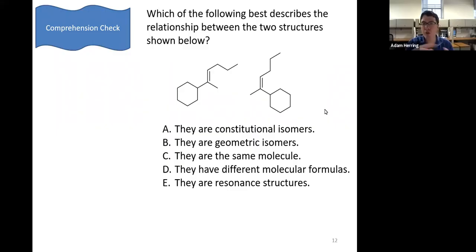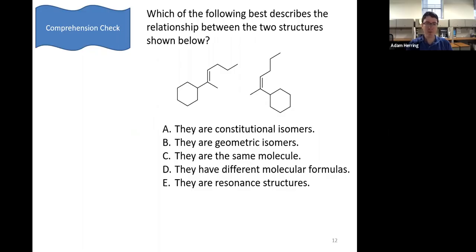So we want to know, for the molecule shown on your screen, which statement best describes the relationship between them. Are they constitutional isomers, geometric isomers? Are they the same molecule? Do they have different molecular formulas, or are they resonance structures? Pause the video, try and figure this one out, and then come back.